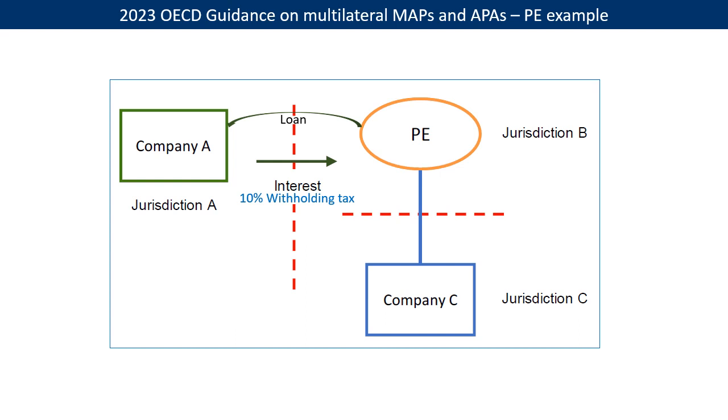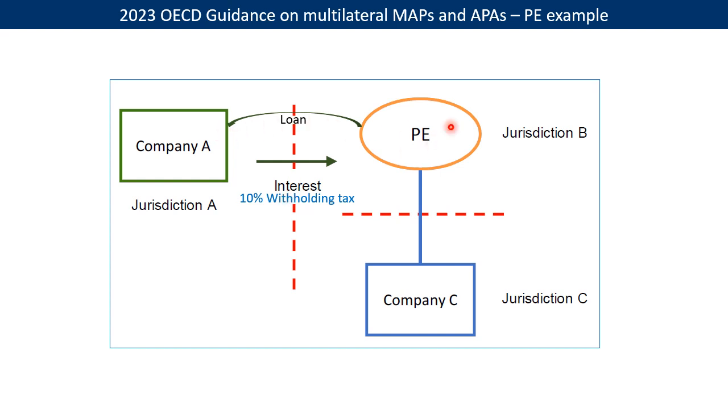And then we get to PEs. I don't find this an ideal example, but it's fine. We've got company A, which then borrows money from a PE, which belongs to company C, and then company A pays interest to the PE, which is subject to 10% withholding tax under the AC treaty. Remember, the PE is not a resident, so you need to look at the AC treaty. And now the question is, the income of the PE is taxed in country B, not in country C, especially not if there's an exemption system. Will country B give relief for the 10% withholding tax?